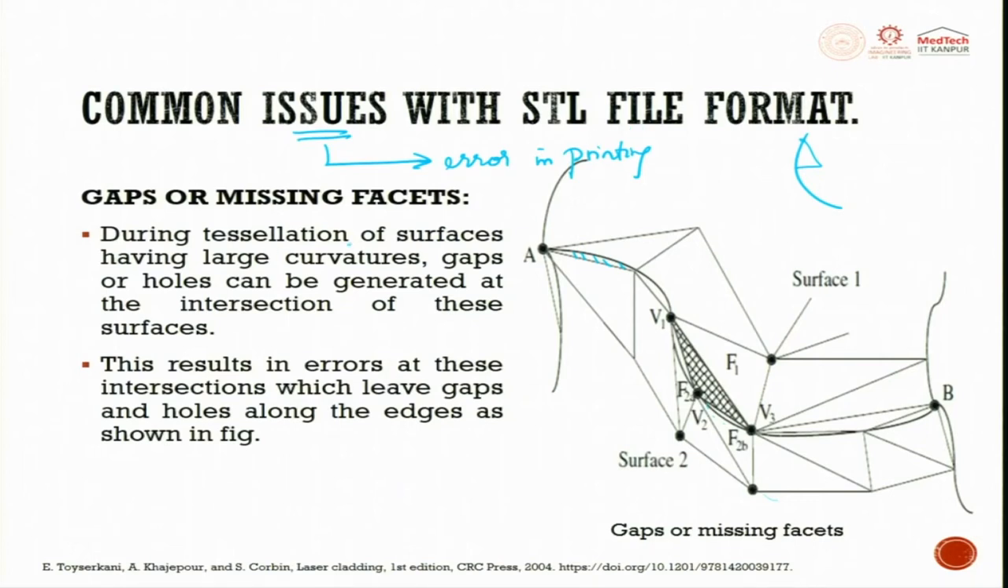During tessellation of surfaces having large curves, gaps or holes can be generated at the intersection of the surfaces. You can have gaps or holes at the intersection. So this will give a gap there, and the system will not know what to do here. Either it will fill with material or it will not fill with material and go away. This results in error at these intersections, which leaves gaps and holes along the edges as shown in the figure. So you see here, this is a gap which gets generated when you try to create this, so you see here vertex 1, vertex 2, vertex 3, face 1, face 2, face 2A, face 2B.